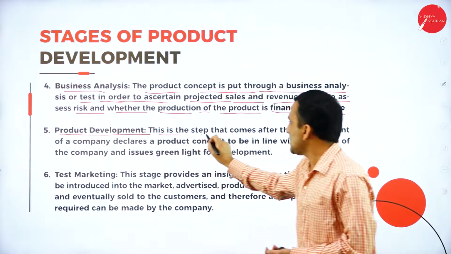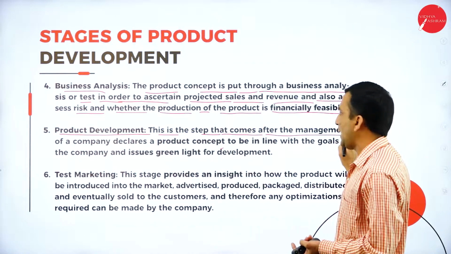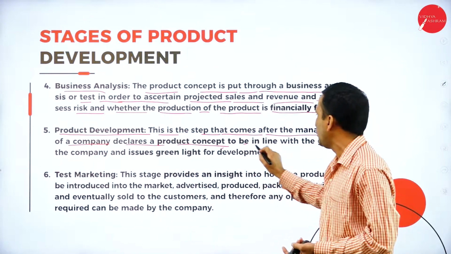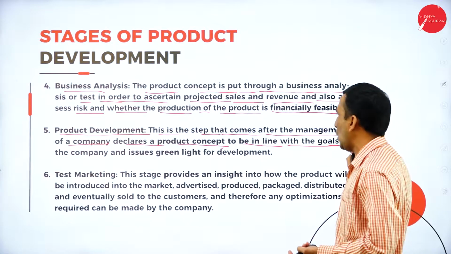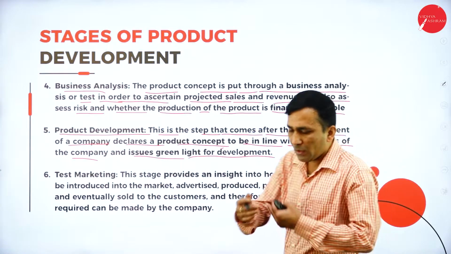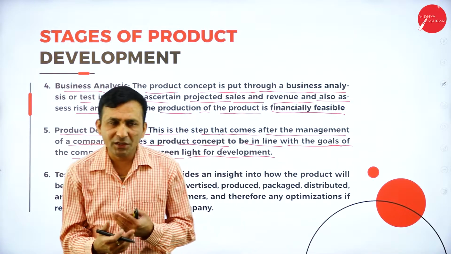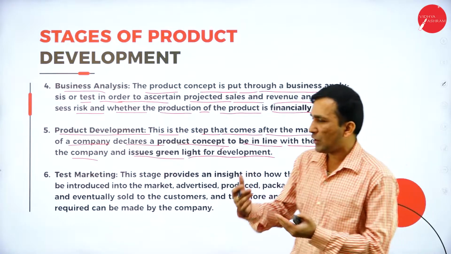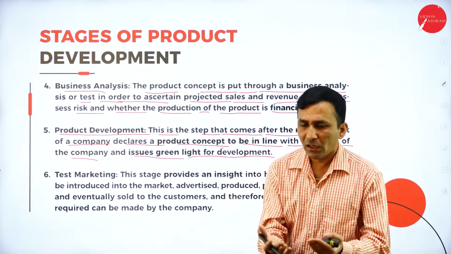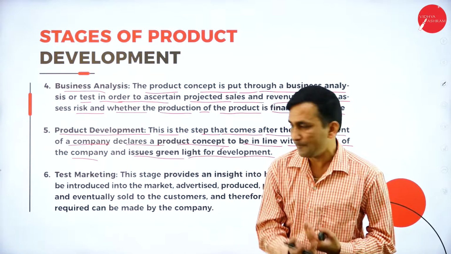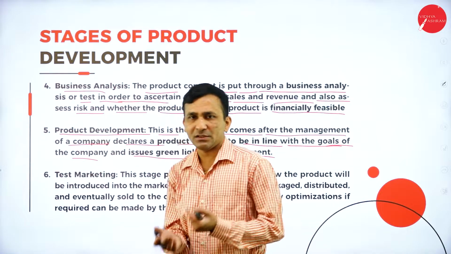This is a step that comes after the management of a company declares the product concept to be in line with the goal of the company and issues the green light for development. The management analyzes according to the management concept, and finally they give a green signal to the production department to start production. Now this fifth stage is completed.